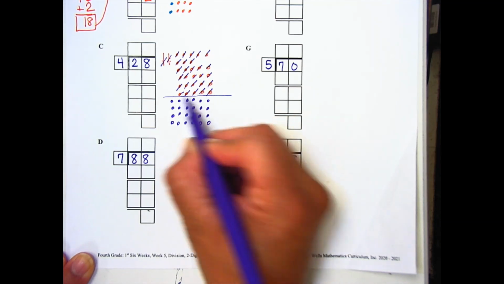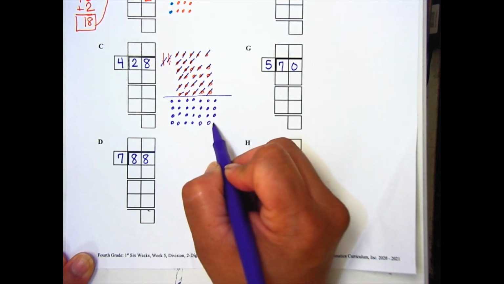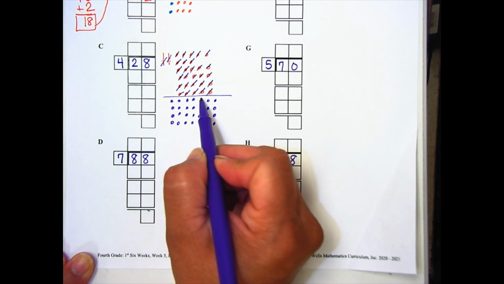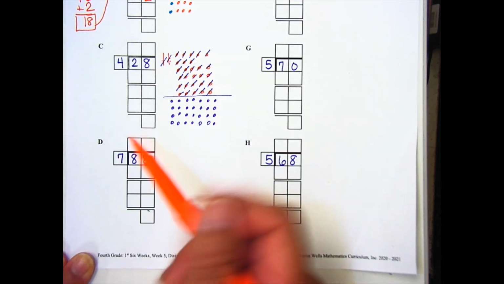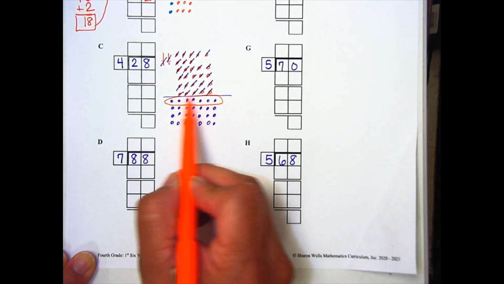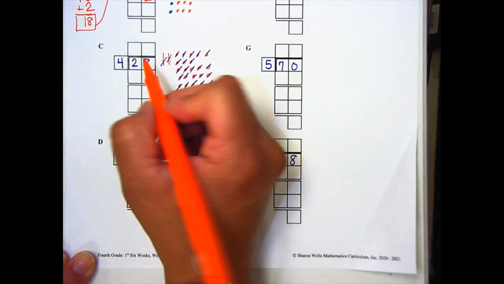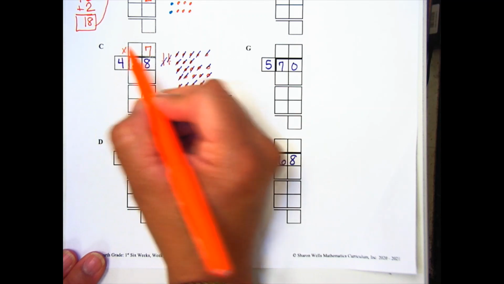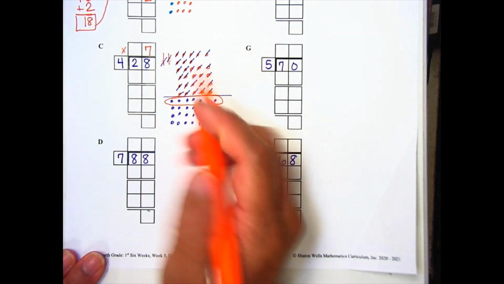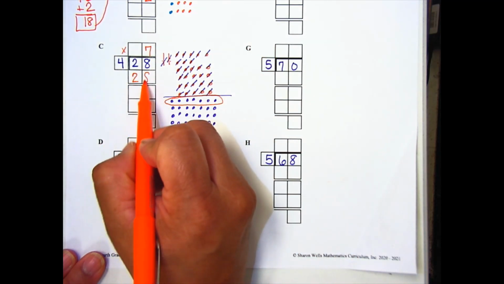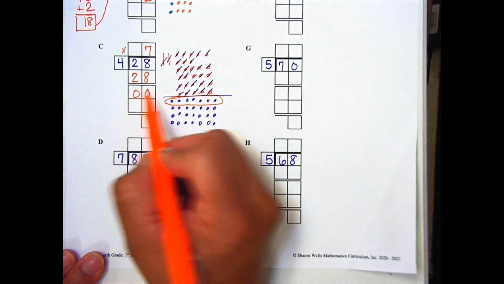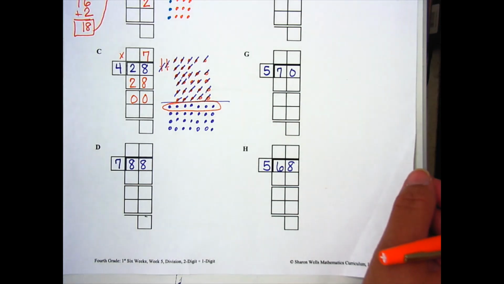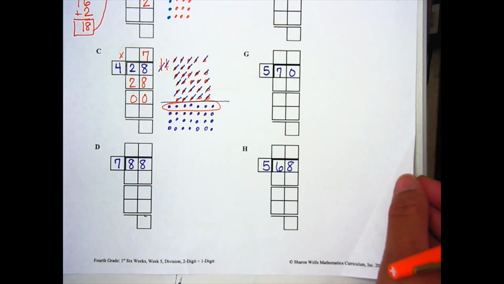Yes, I do. I have 4 more. So I have 1, 2, 3, 4, 5, 6. 1, 2, 3, 4, 5, 6, 7. So I have 7 in each group. So I'm going to go up here and write 7 in each group. 4 times 7 equals 28. So I remove 28, and I have 0 remaining. Same thing as my model, as my sketch.